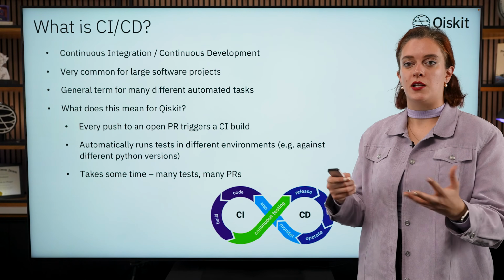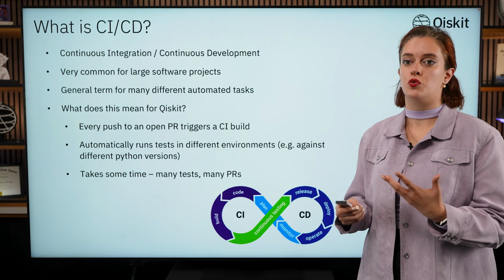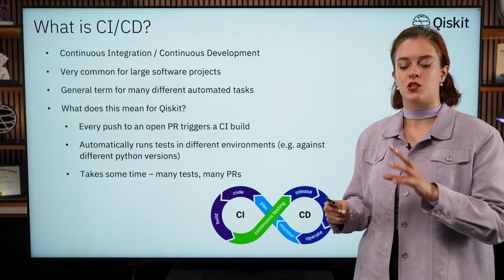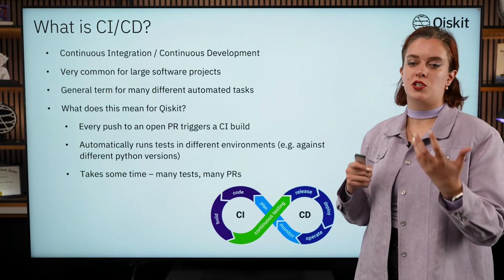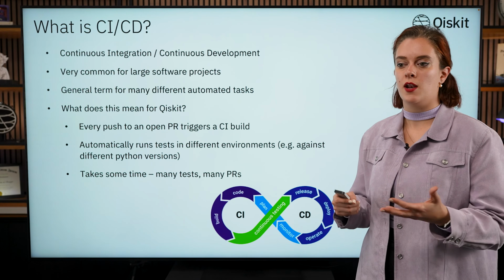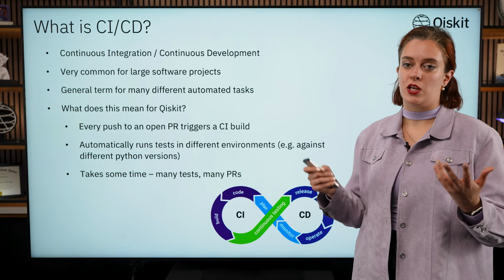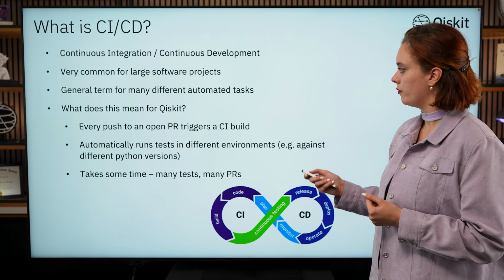And because there's so much going on, it does take some time for your CI build to run. That's why within your PR, sometimes you'll see it takes a while for the results to complete. And that's because there's just so many tests that are getting run. And also, it's running for every PR, every push to every PR within the repo. So that can sometimes cause a bit of a queue to form.